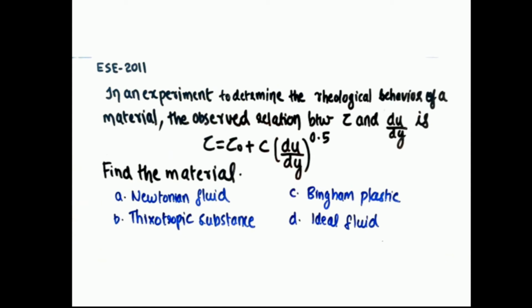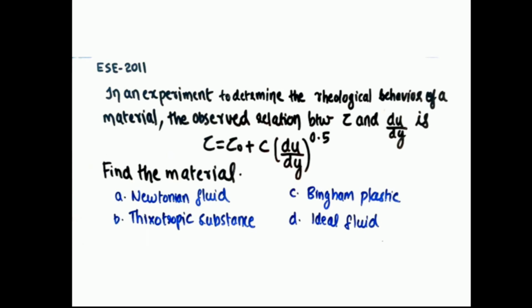Okay, let's discuss a question asked in the engineering services examination. The question is: in an experiment to determine the rheological behavior of a material, the observed relation between shear stress and shear strain is tau is equal to tau 0 plus c into (du by dy) raised to 0.5. Then they ask to find the material. A is a Newtonian fluid, B is a thixotropic substance, C is a Bingham plastic, D is an ideal fluid.